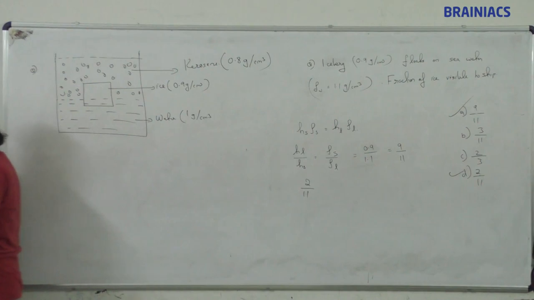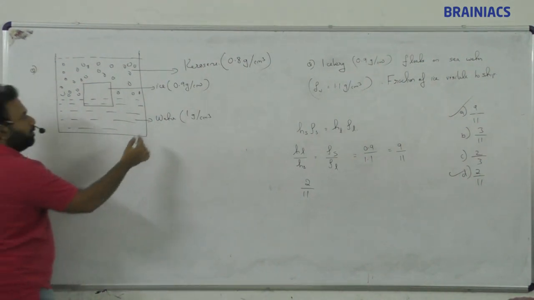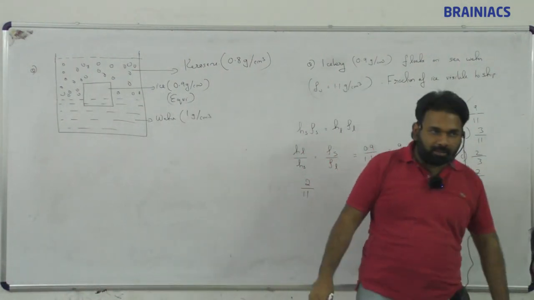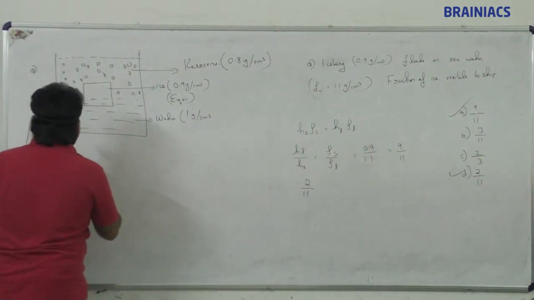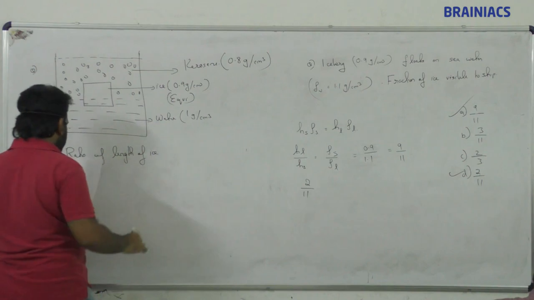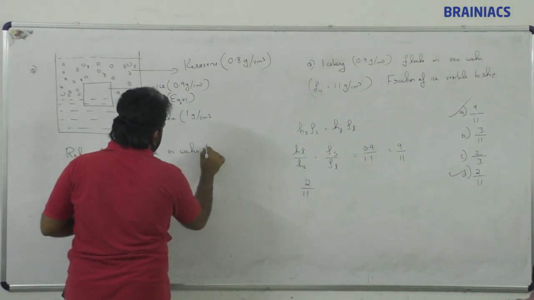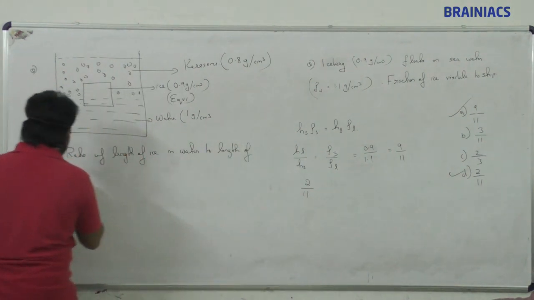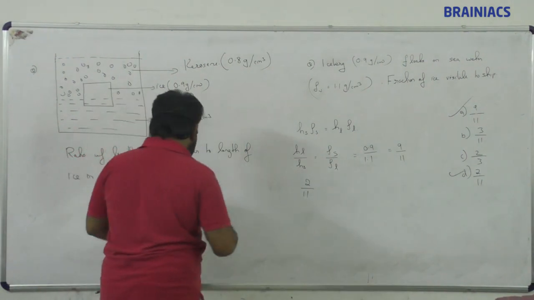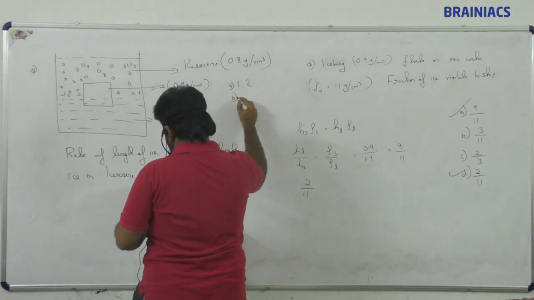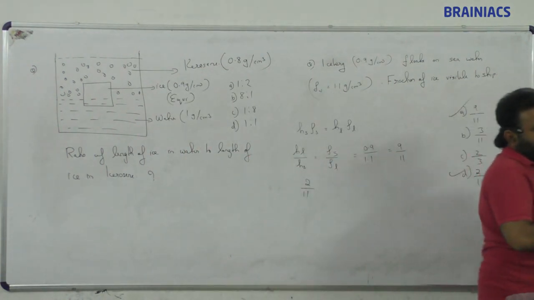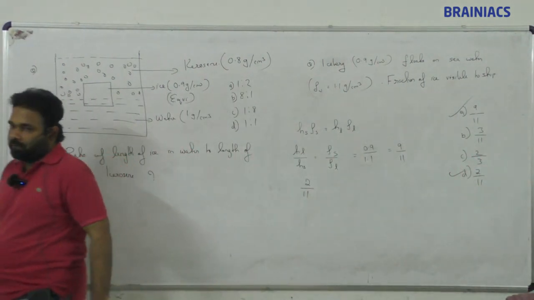Okay, now this system is in equilibrium. Ratio of length of ice present in water to length of ice in what, children? Kerosene. Done. So this is the question. Okay, take these options also. One is to one. Do this and tell me the answer tomorrow. Even if you have finished, no need to tell it now. Tomorrow you can tell.